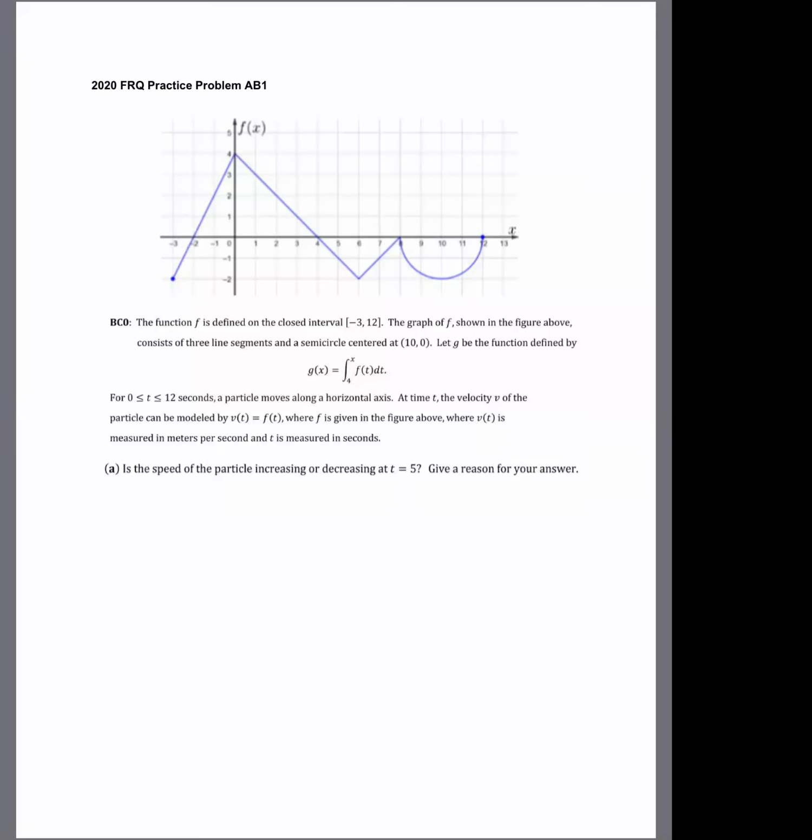So let's go to the first part. A: Is the speed of the particle increasing or decreasing at t equals 5? Give a reason for your answer. Okay, Julia, since you wanted to work with me on this, how would you do this problem? Julia? Yeah. How would you do it? I don't know. Okay. There's actually 2 ways to do this, but it really depends on how you see it.